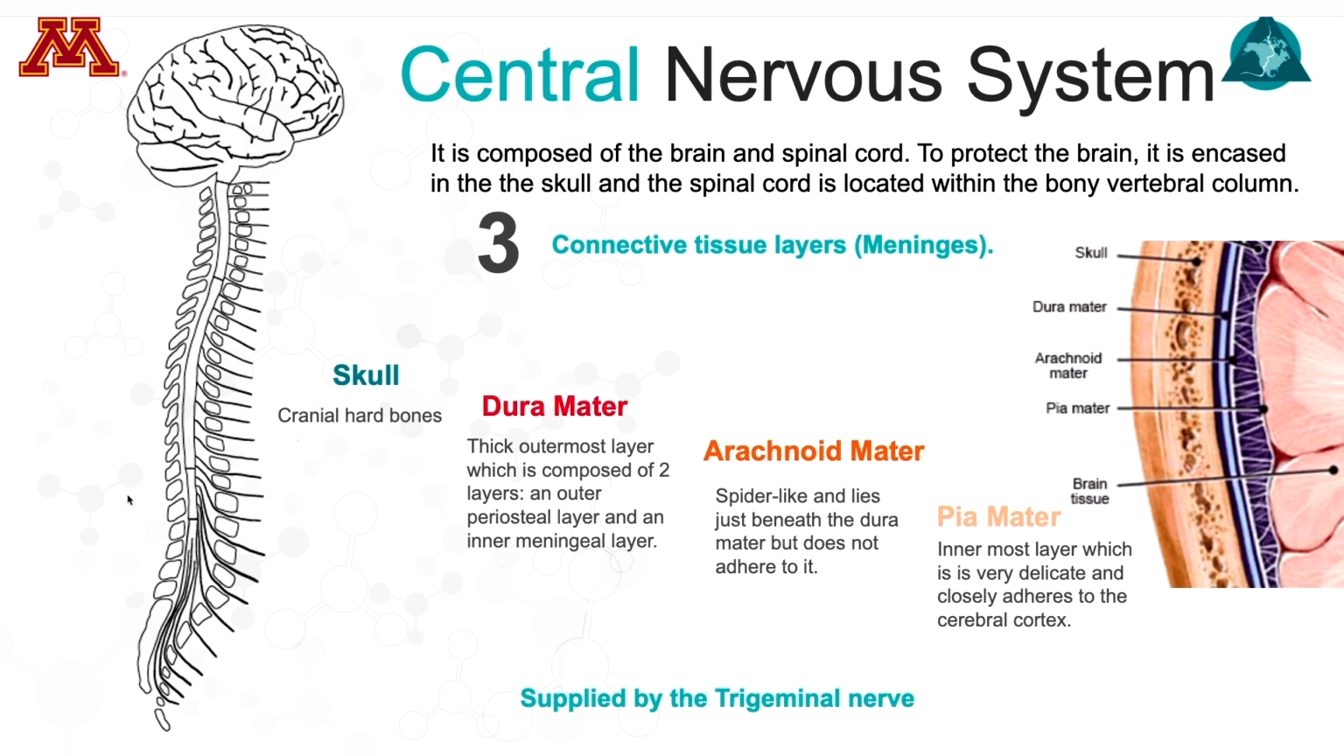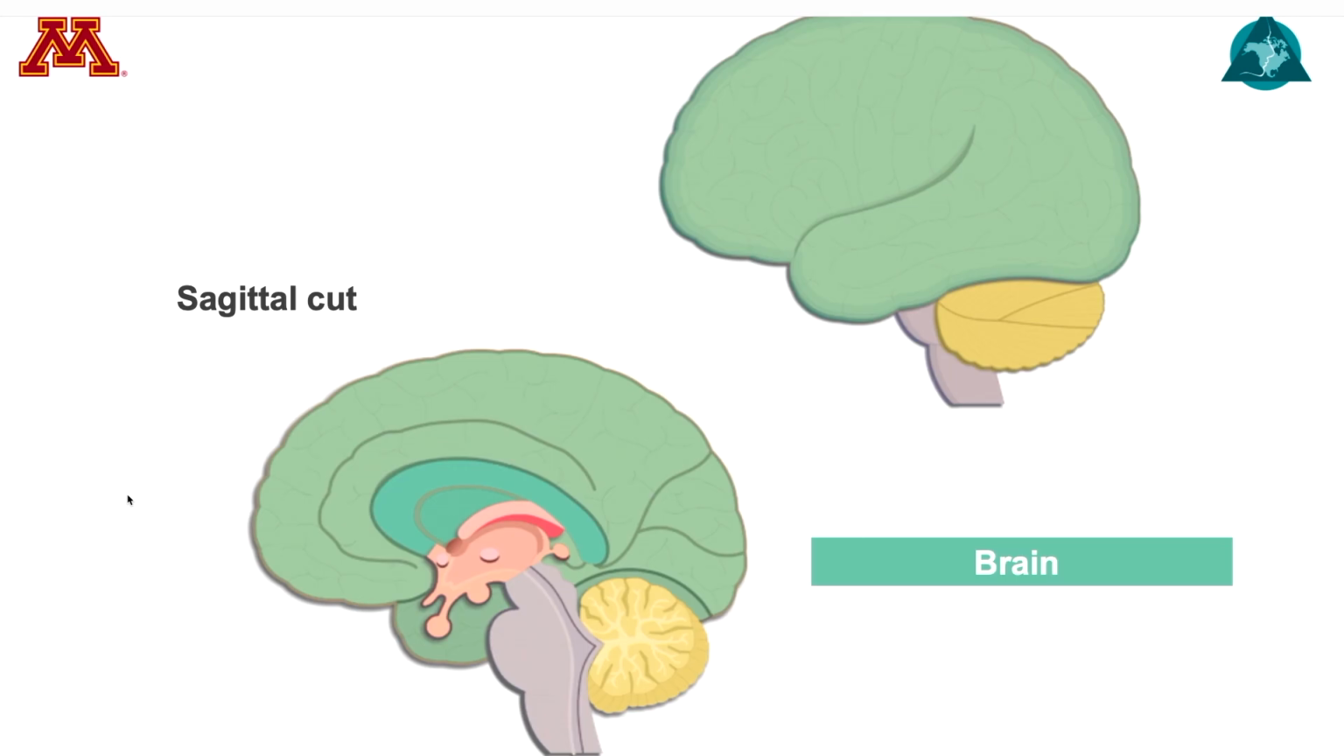These meninges are supplied somehow by the trigeminal nerve as well. Let's have a deeper look into the brain. And that's a sagittal cut, so I'm cutting it into 2 halves. The biggest part is called the cerebral cortex. And then below it is the cerebellum.